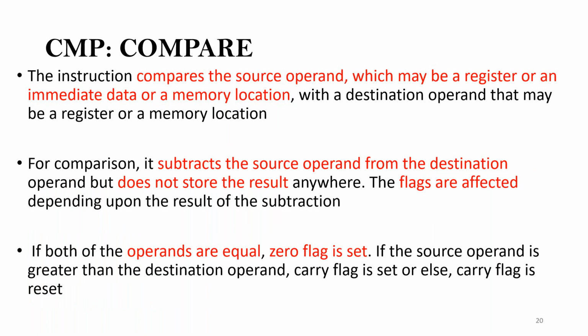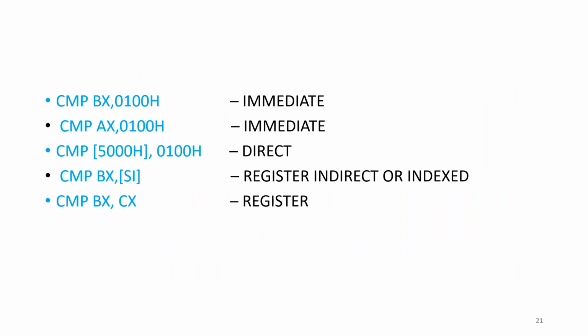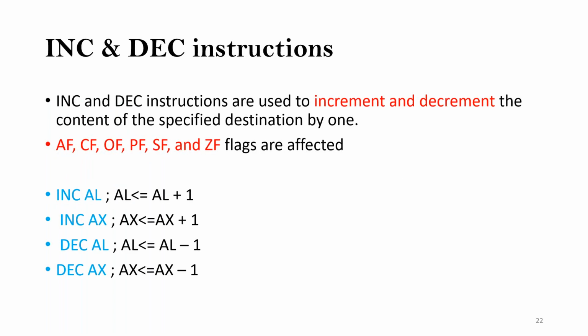Next, compare instruction, CMP. Compare instruction compares both source and destination. Compare AX, comma, 0100. Compare BX, comma, CX. Register between register, we are going to do the comparing operation CMP. Likewise, increment and decrement instruction. Increment AL, AL plus 1. Decrement AL, AL minus 1. So this is your increment operation and decrement operation.